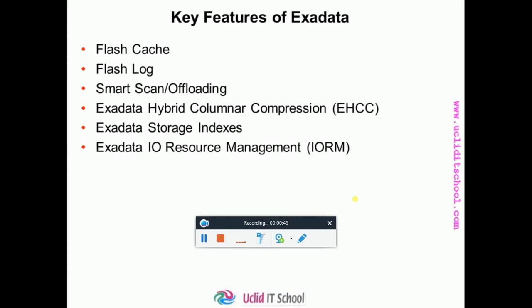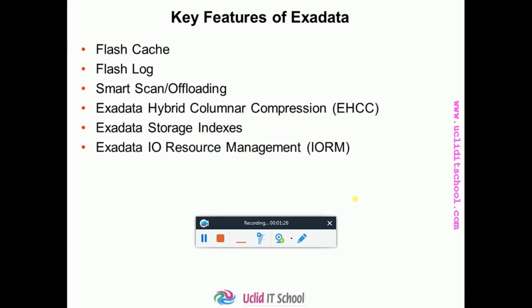These features are unique to Exadata storage server. These features are not found in third-party storage servers. That way, Exadata is unique compared to the regular storage servers. All these features, the aim is the same. They improve the IO performance. Except IO resource management, IORM, all the other features aim to improve your IO performance dramatically, thus contributing to the overall performance of the database.